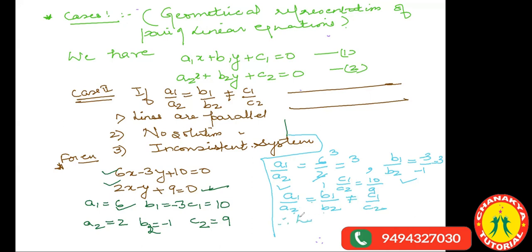Therefore, lines are parallel and no solution, because lines are not intersecting at any point. So no solution, because if they meet, then only there will be a solution. And if no solution is there, then the system will be inconsistent.